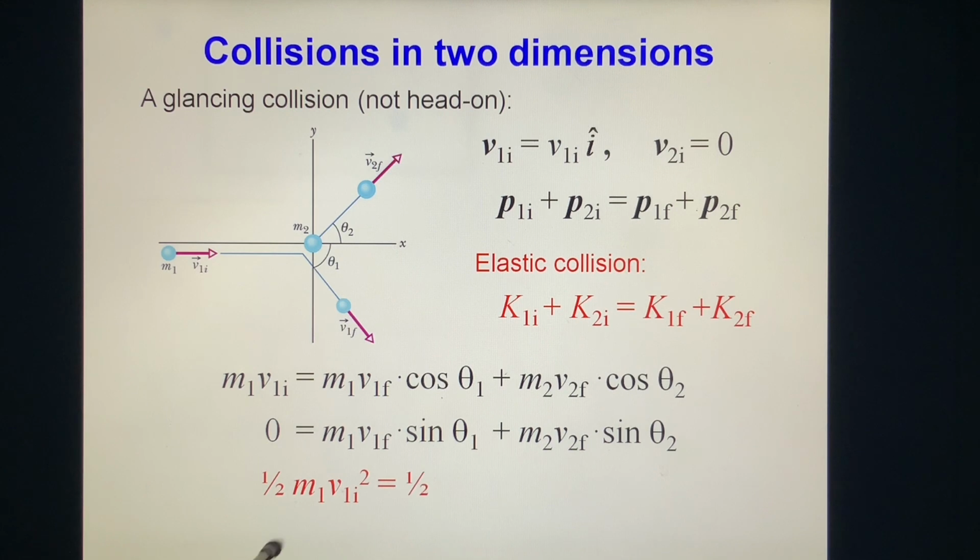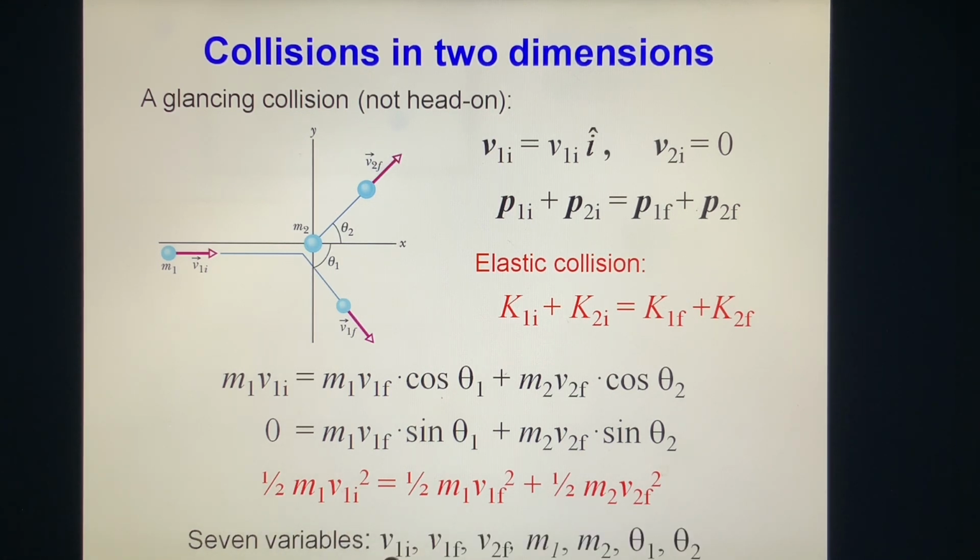Now plus the elastic energy conservation: the initial energy plus the 2 kinetic energies. We have 3 equations, but a lot of variables. There are 7 variables: v1 initial, v1 final, v2 final, m1, m2, theta 1, theta 2. We have 3 equations, so we need 4 given conditions to solve this question.